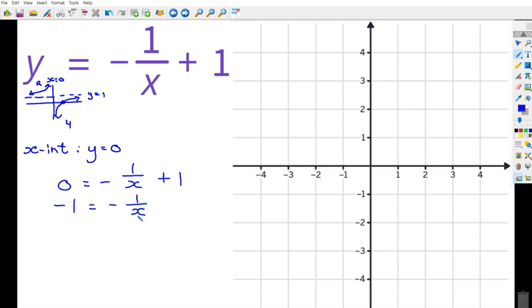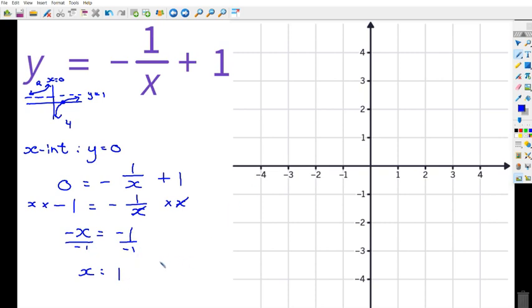Alright, so I'm going to multiply both sides by x. Those x's are going to cancel, and I'm left with negative 1 on this side. This x times negative 1 is negative x. Now my x is at the top, but I want just x, not negative x. Divide by negative 1. So x is equal to positive 1.